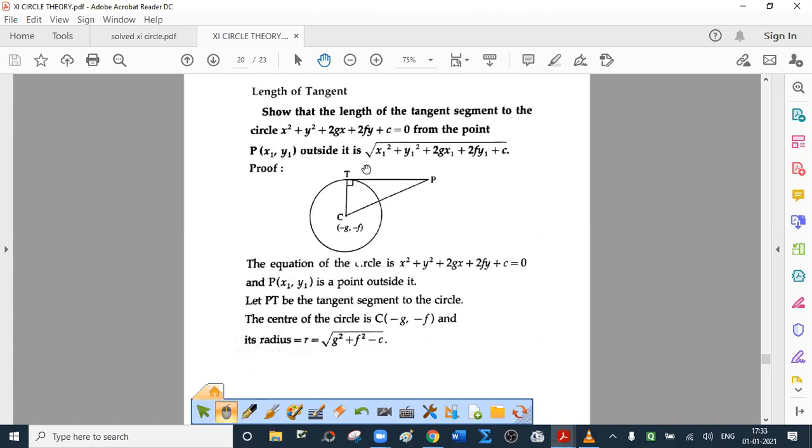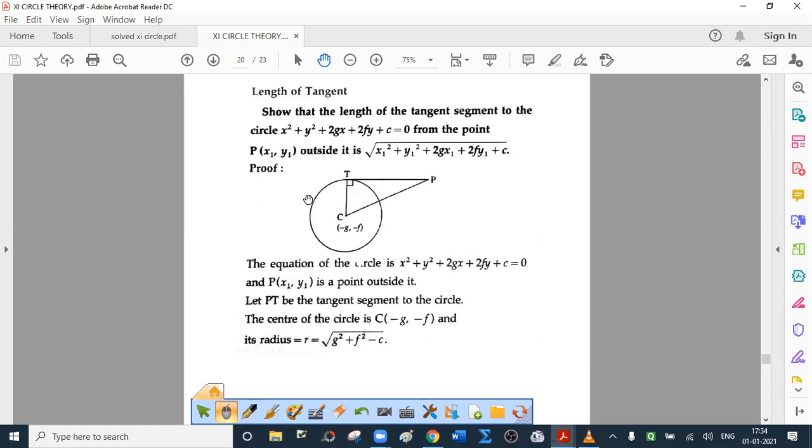Now a good student will appreciate this. See, we have already discussed the S notation, capital S. So the left hand side, x square plus y square plus 2gx plus 2fy plus c, is S. Replace x by x1, y by y1, you get S1. So can I say that length of the tangent segment is root S1, and that is why we discussed S notation, though it is not part of the syllabus.